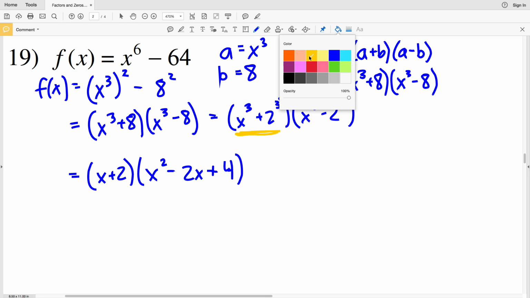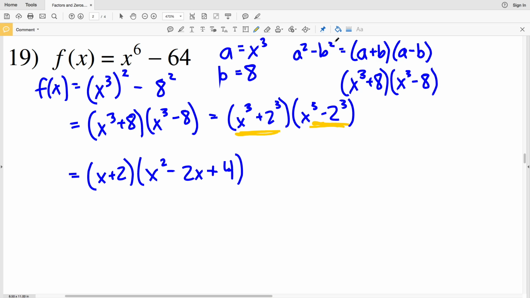Now, let's work through the difference of cubes. So this is all multiplied by the difference of cubes, which for a cubed minus b cubed was a minus b, so x minus 2, times a squared plus ab plus b squared. So that's x squared plus 2x plus 4.